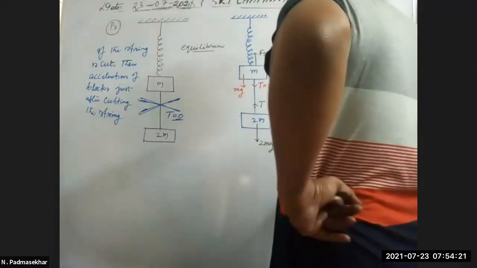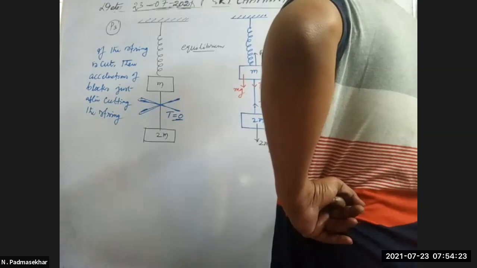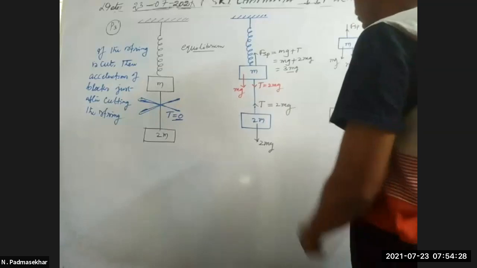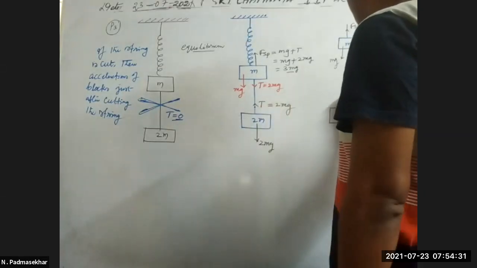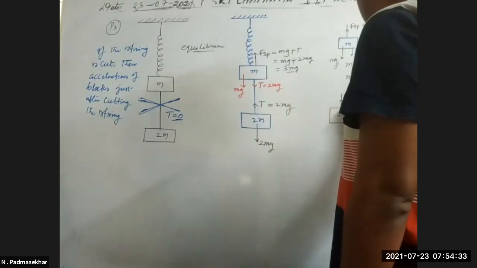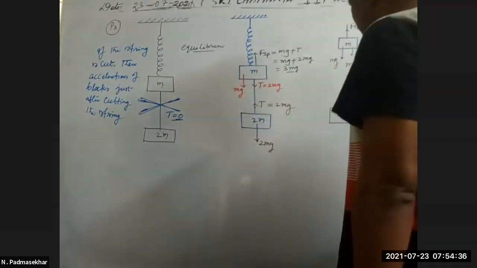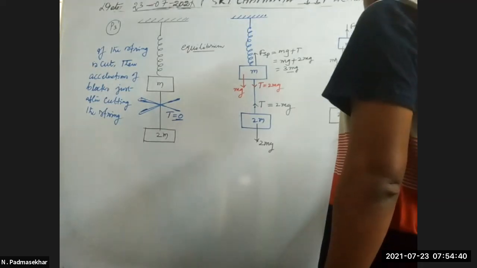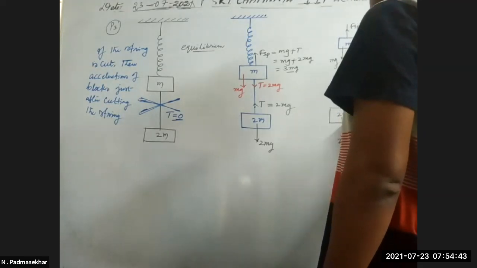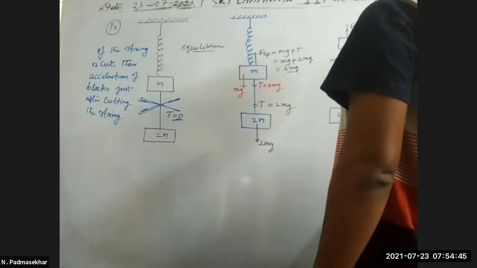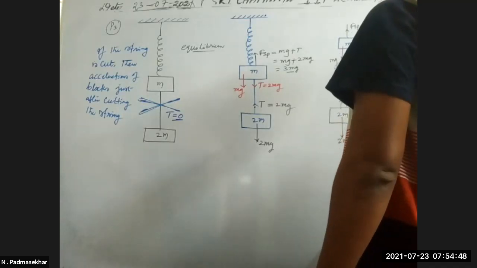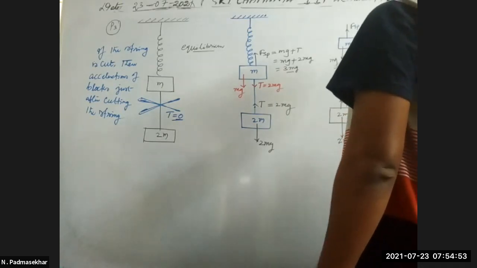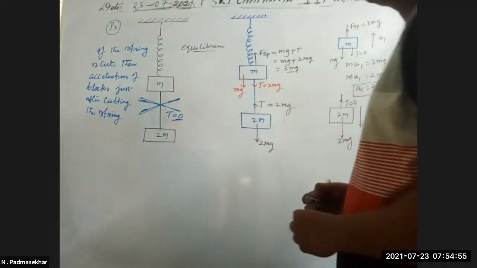Now if I consider the second block, see that tension is upward. What are the forces? Tension is equal to 0 if the string is cut, so the only force acting is 2mg downwards, with acceleration a2. So 2m a2 is equal to 2mg. 2m is cancelled. a2 is equal to g. Acceleration of this block is equal to g.